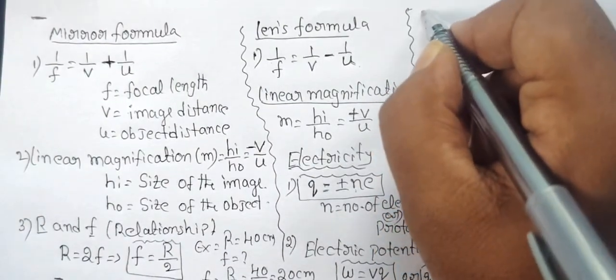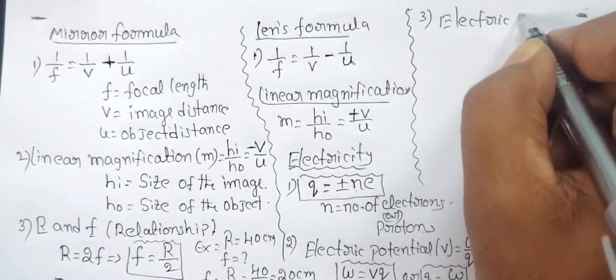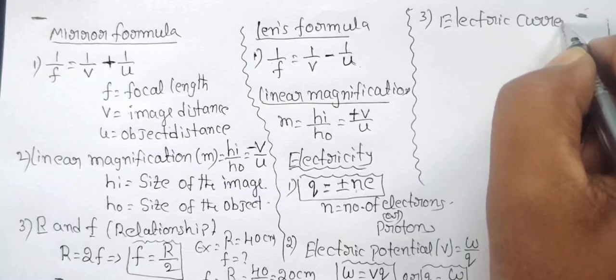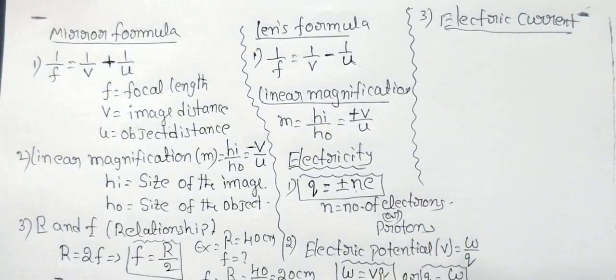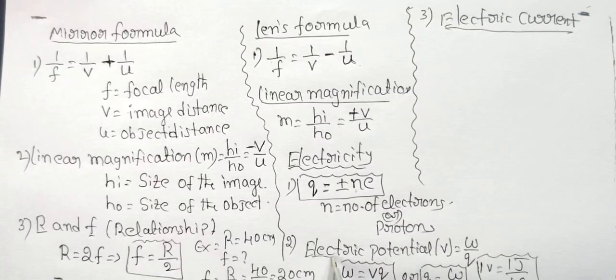Before we go to electric current, remember one thing: sometimes they will ask 1 volt is equal to 1 joule by 1 coulomb. This formula also remember, because the SI unit of electric potential is volt. Defining 1 volt, we can write 1 joule by 1 coulomb. This is asked many times in examinations, so we should remember it.